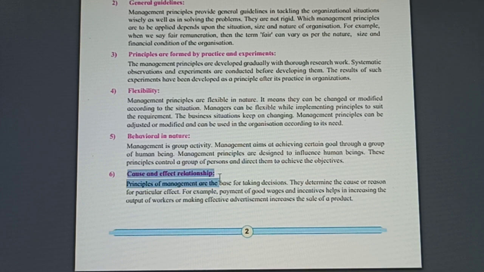Cause and effect relationship. Here, after using your principles of management, you can see the results or you can compare what you were doing before and what you are getting now. So there is a cause and effect relationship between the result and.